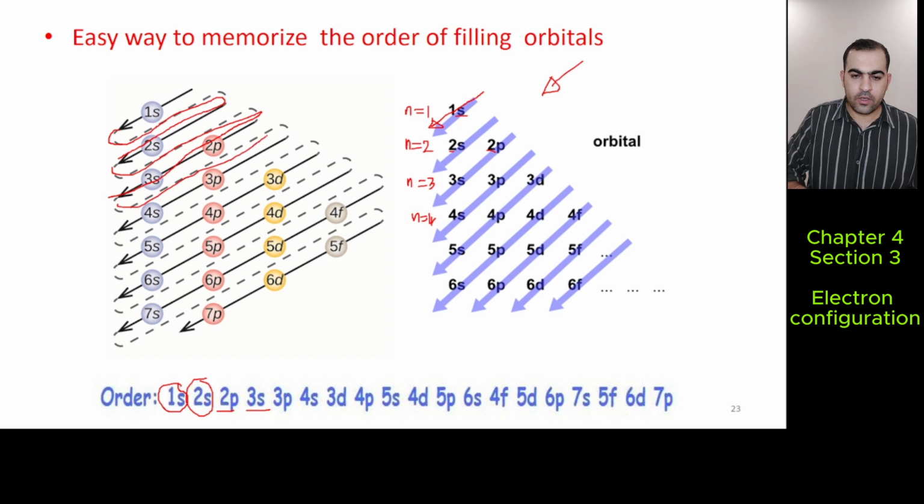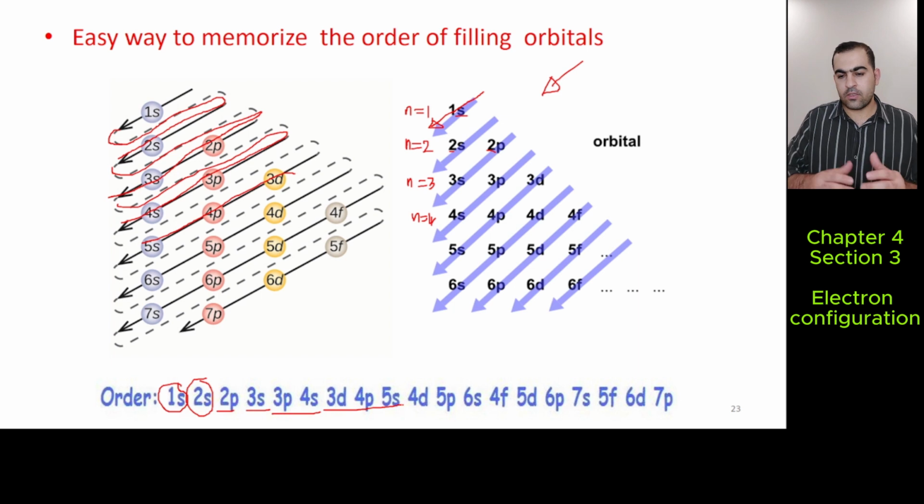We're going to continue. Then it passes through 3s and 4s. 3p and 4s. Then 3d, 4p, 5s, and so on. So this is an easy way to memorize the order of filling orbitals. You must know this. Please, if you don't know this, you can't write electron configuration for any element. Please memorize it before you study the other slides.